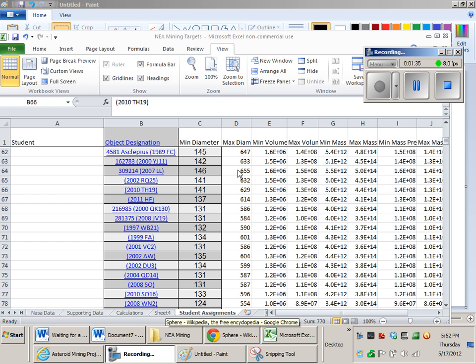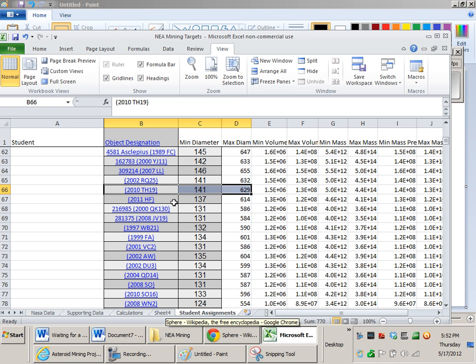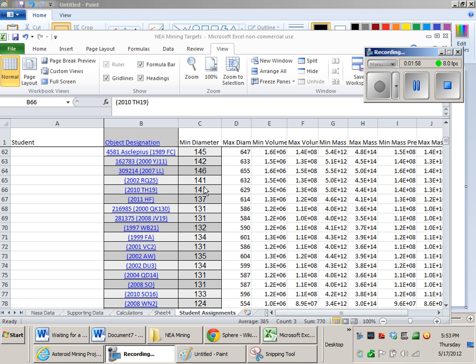All right, so let's consider this particular body. It's labeled as 2010 TH19, and it has a minimum diameter estimate of 141 meters and a maximum diameter estimate of 269 meters. So that means it's going to have a minimum radius of 70.5 and a maximum radius of 134.5. And I just got those by dividing these diameters by 2. And I'm going to be able to use those to calculate the minimum volume and the maximum volume.